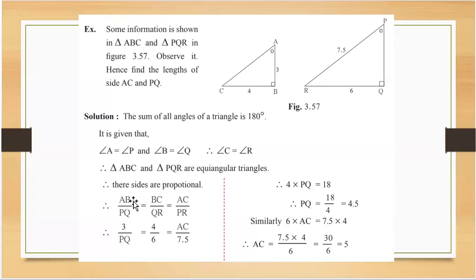Now substitute all the values. So AB के जगह पे we already know in figure it is given AB is 3. PQ we don't know, we are told to find out, so keep it as it is. Equal to BC: in place of BC, in figure it is given as 4. And in place of QR, in figure it is given as 6. So write down both the values. Is equal to, again AC की जगह पे कुछ भी नहीं लिखना है because here we are told to find out the value of AC. And PR के जगह पे we have the value in the figure which is 7.5.